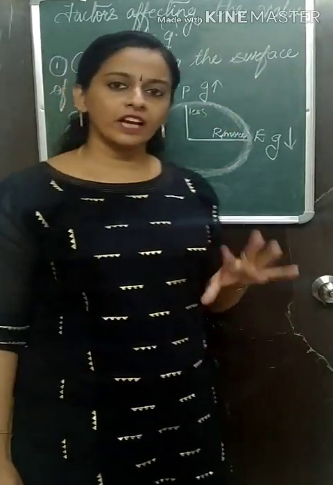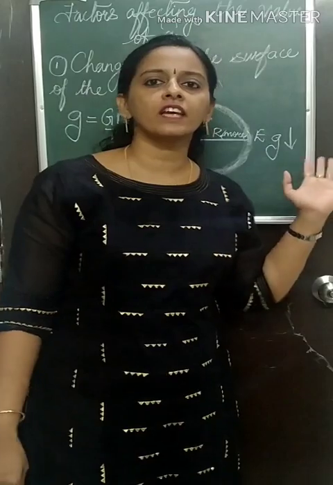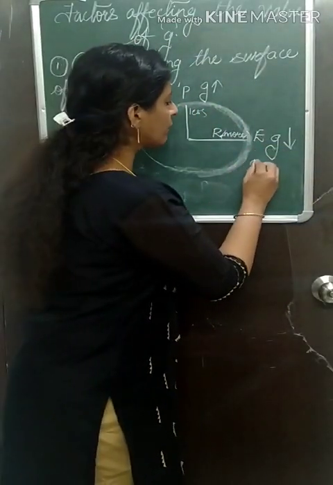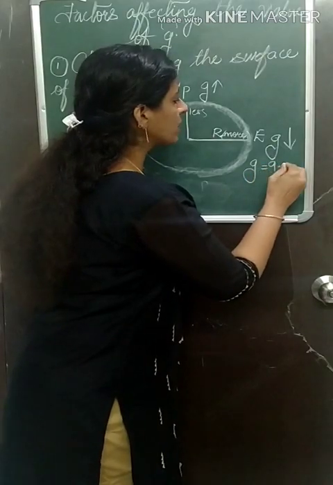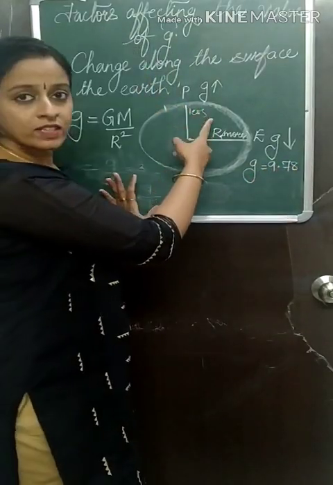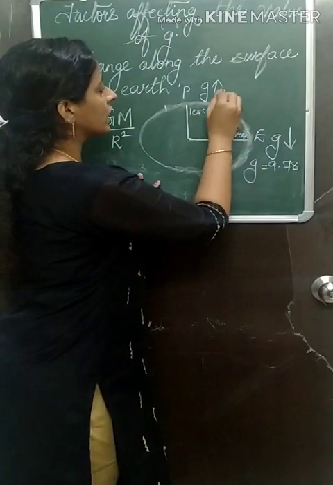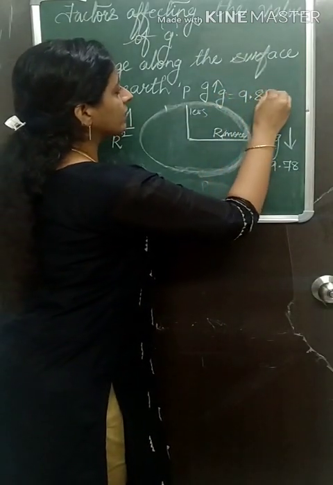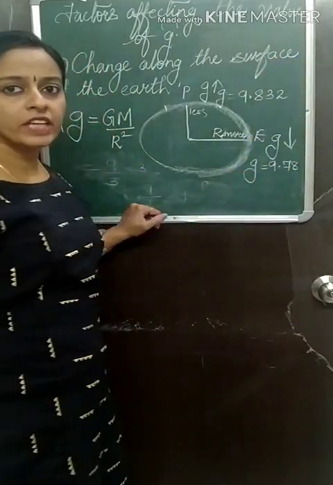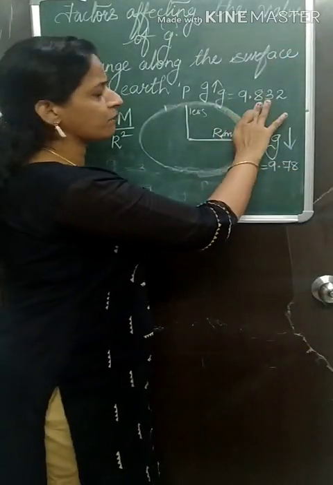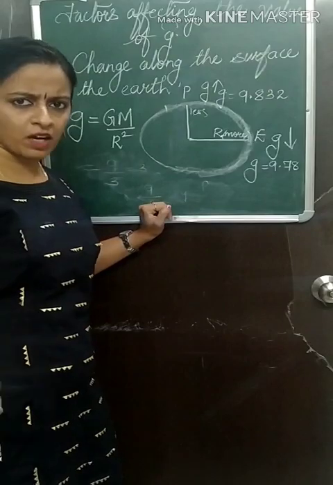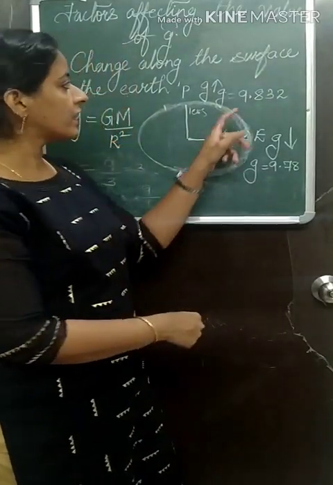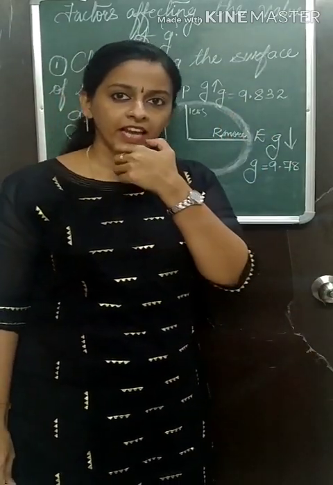Now you have to write down that value. What is the value of G at the equator and what is the value of G at the poles? At the equator the value of G will be 9.78, and at the poles the value of G is 9.832. Or if you just write 9.8, then also you will get marks. So at the equator it is 9.78 and at the poles it is 9.832.